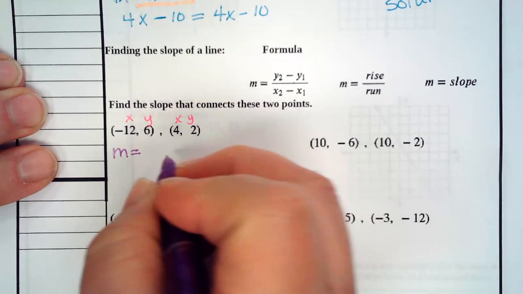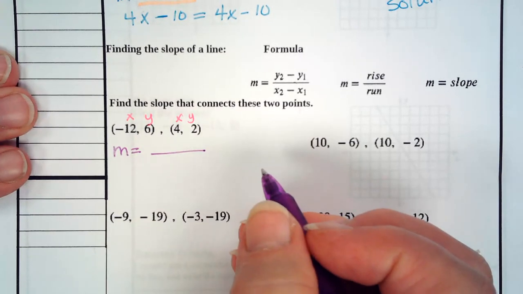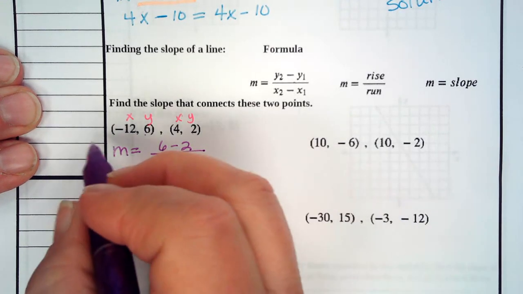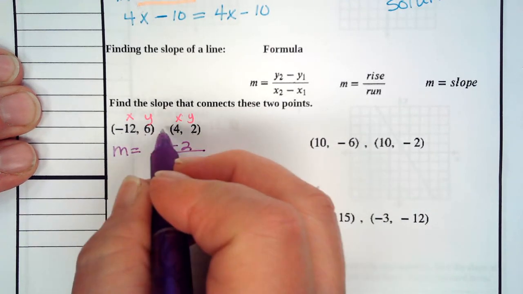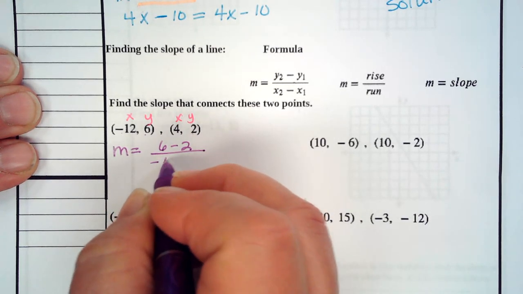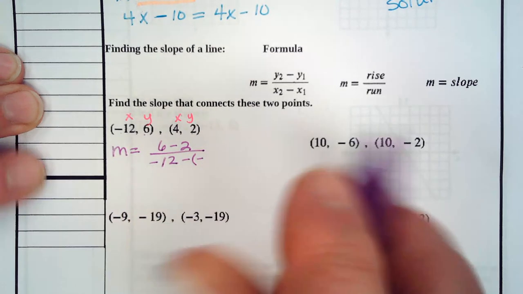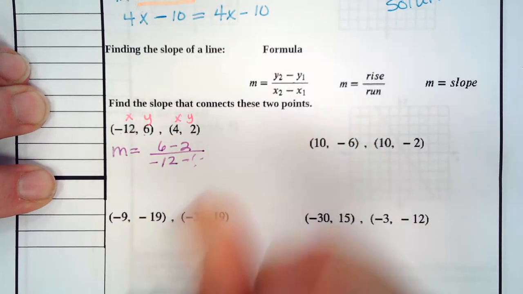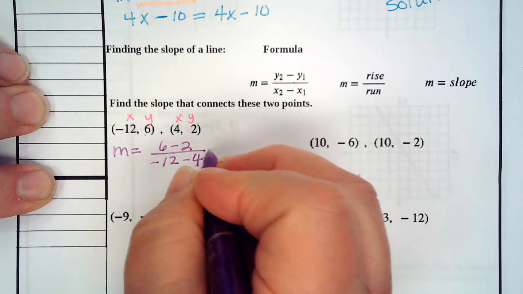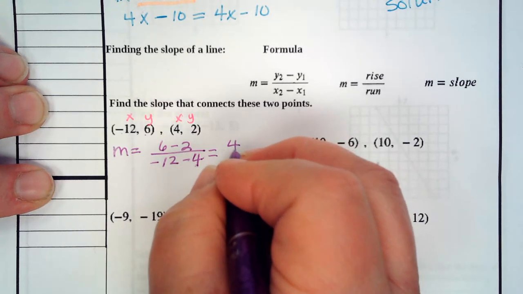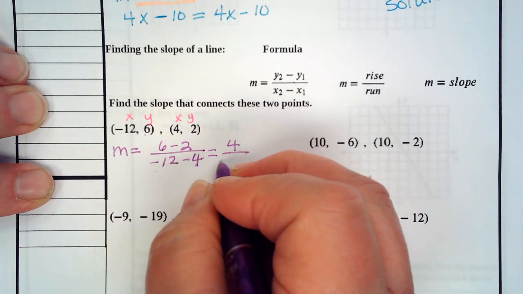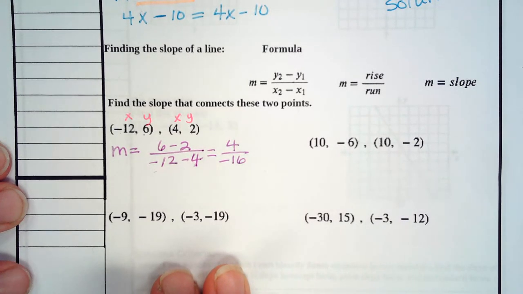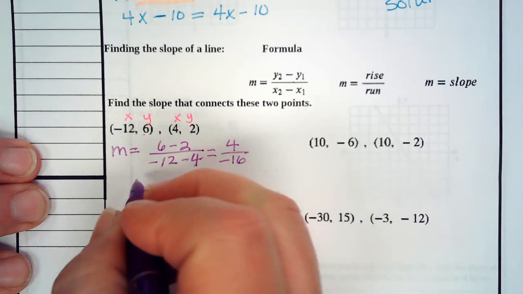M equals, what are my two y values? 6 and 2. 6 minus 2 on the top. What are my two x values? Negative 12 and negative 4. Now it's positive 4. So it's negative 12 minus 4. 6 minus 2 is 4. Negative 12 minus 4 more is negative 16. Can I leave that as the fraction 4 over negative 16? No, I have to simplify.